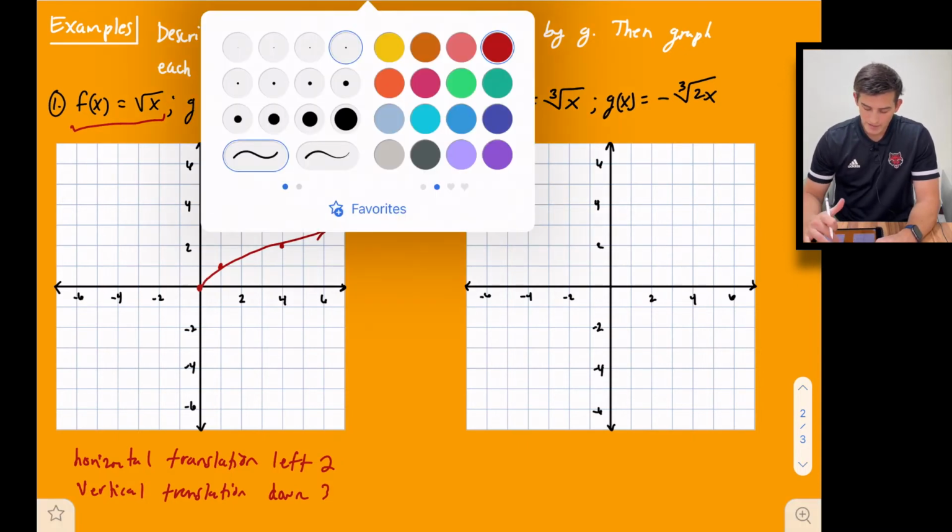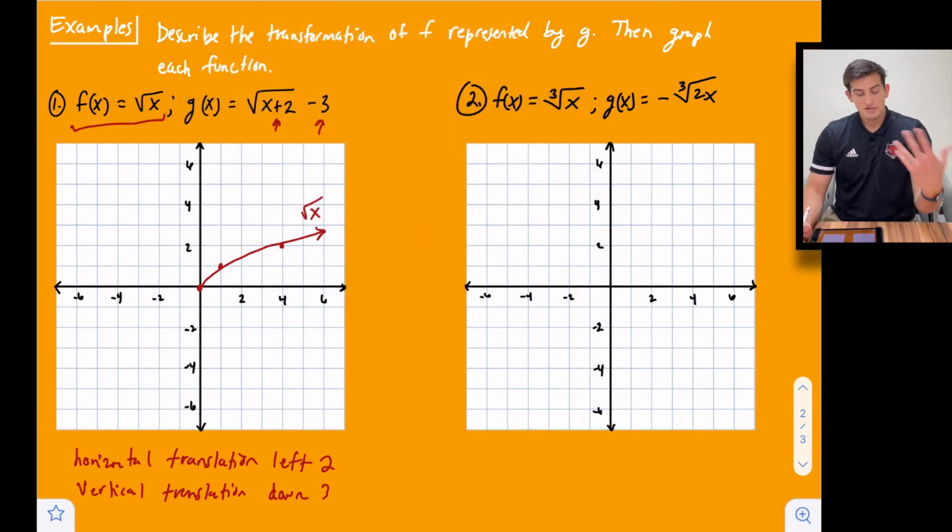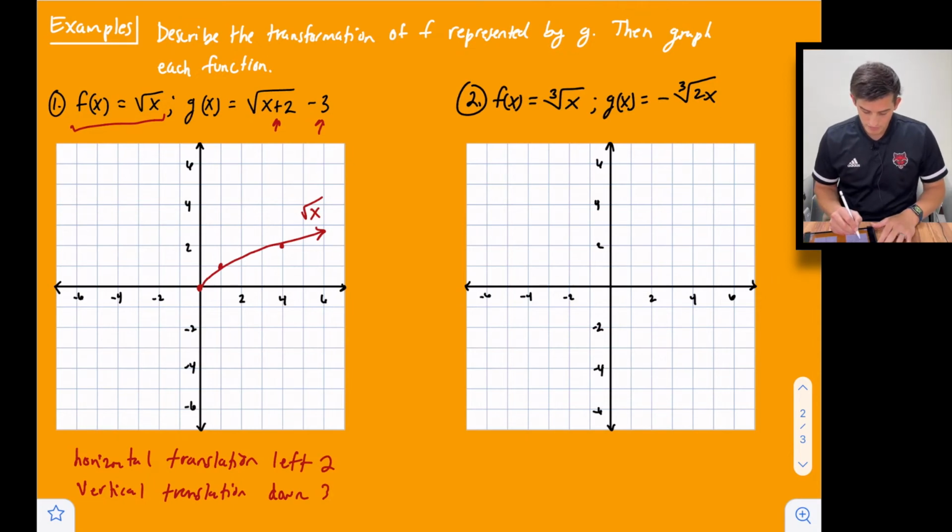So now for our g of x function, we're just going to take those 3 points and we're going to move them left 2 and down 3. So 1, 2, 1, 2, 3. Okay, 1, 2, 1, 2, 3. And 1, 2, 1, 2, 3. So now my graph looks like this. Okay, so now this would be square root of x plus 2 minus 3.